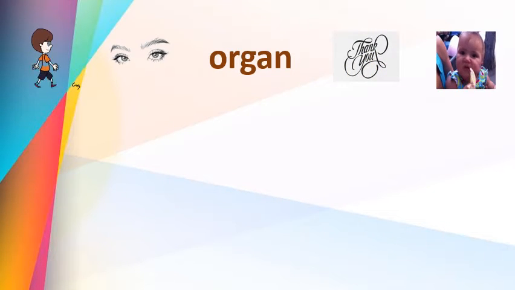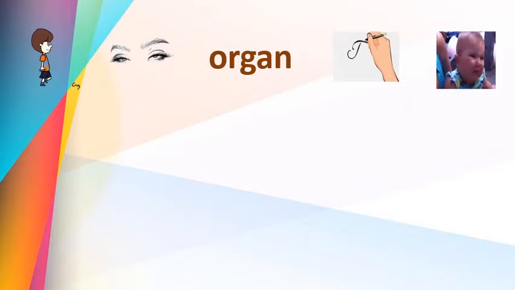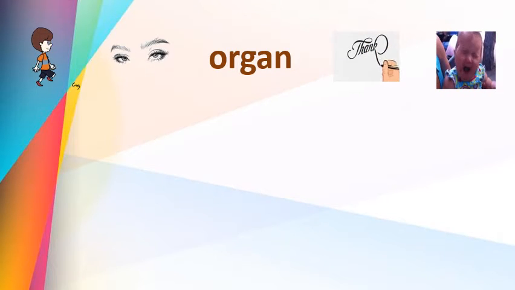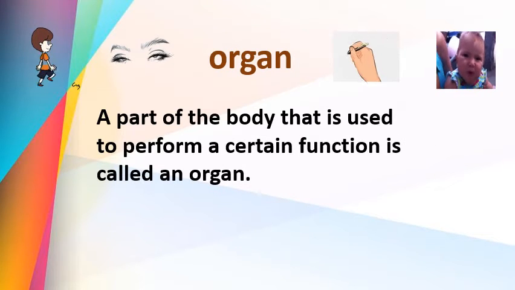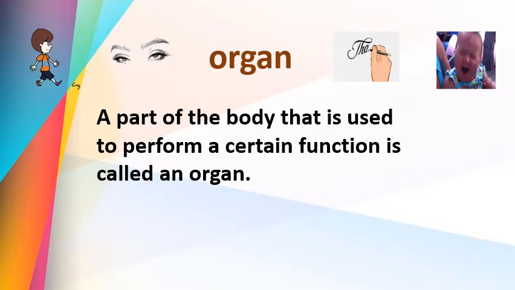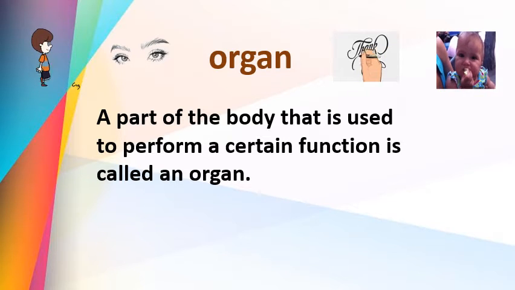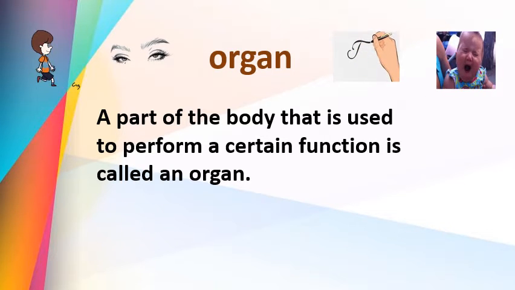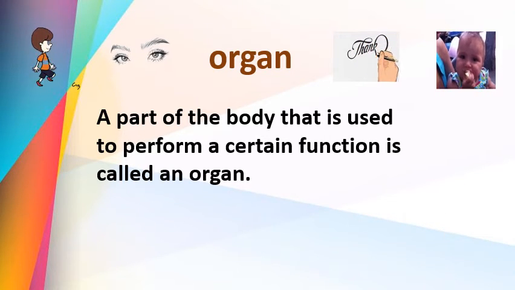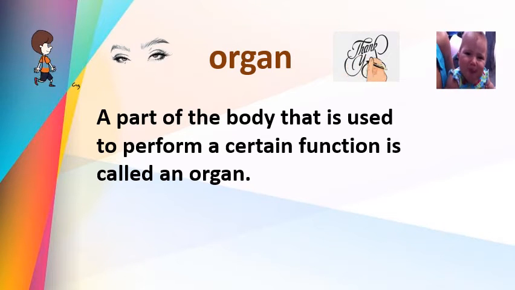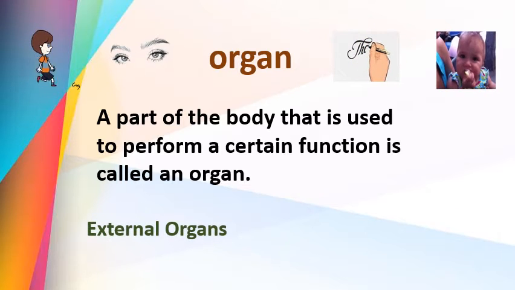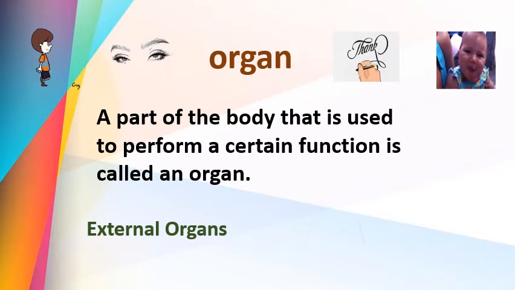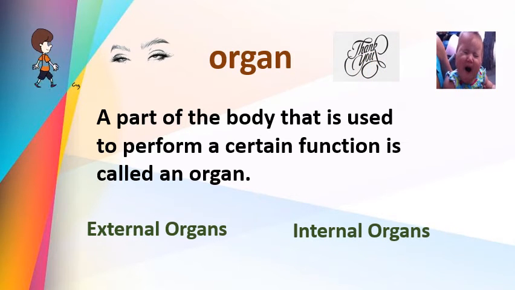And the tongue is our organ to take the taste. Okay. Now we can write like this. A part of the body that is used to perform a certain function is called an organ. Students, there are so many organs in our body and they all perform their specific function, isn't it? And here we can see two different types of organs. Number one, external organs. Second one is internal organs.